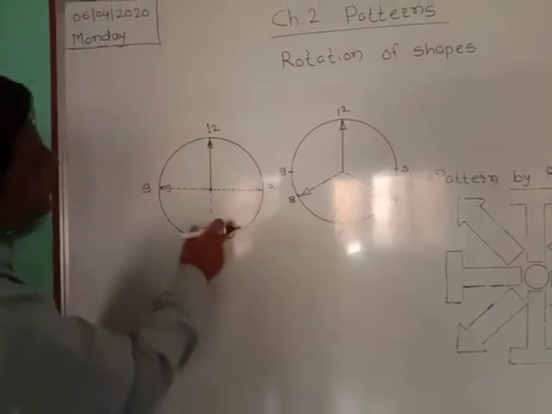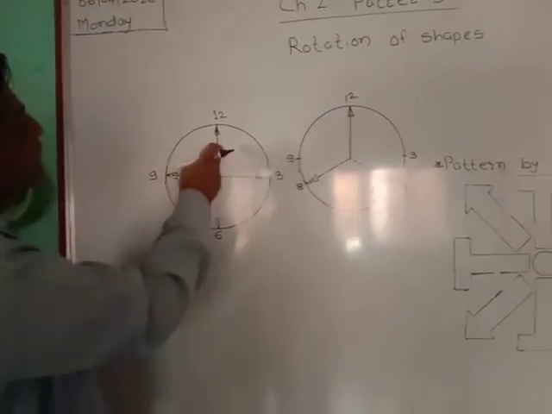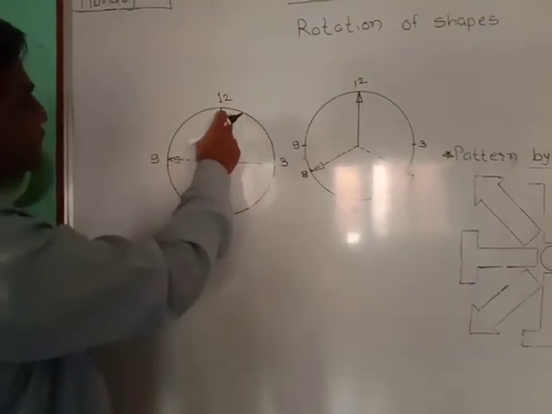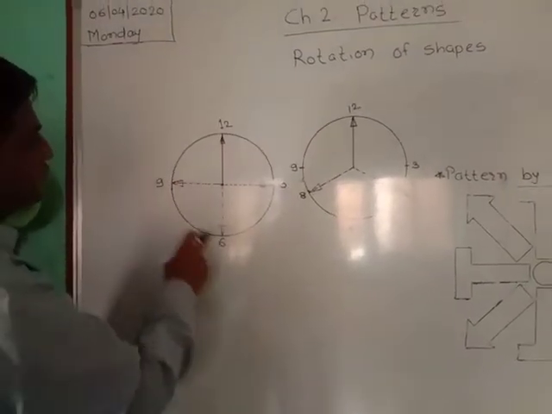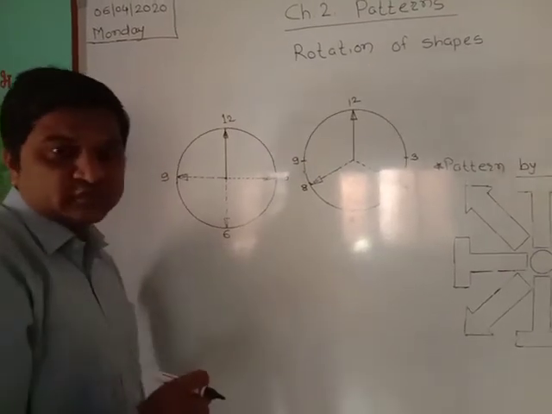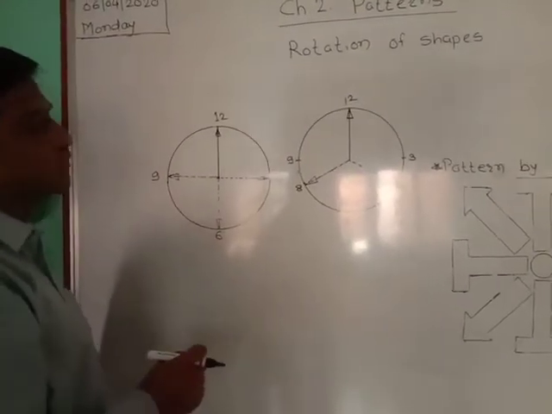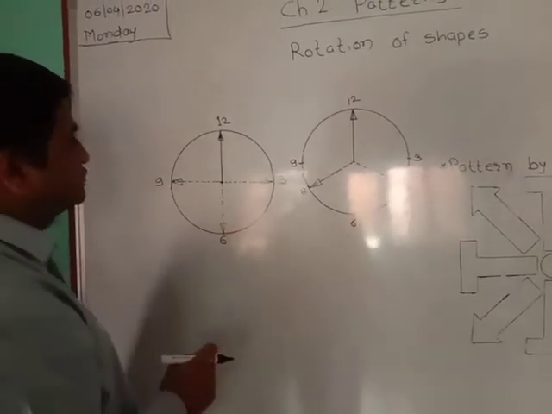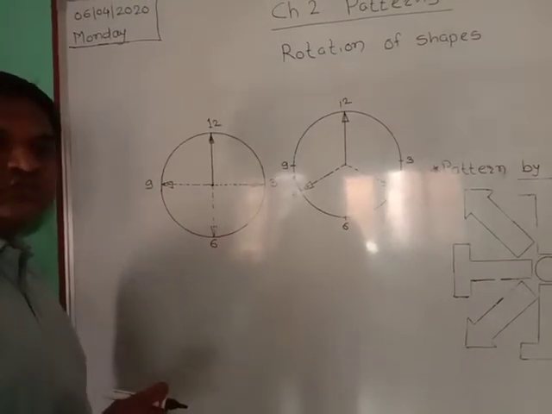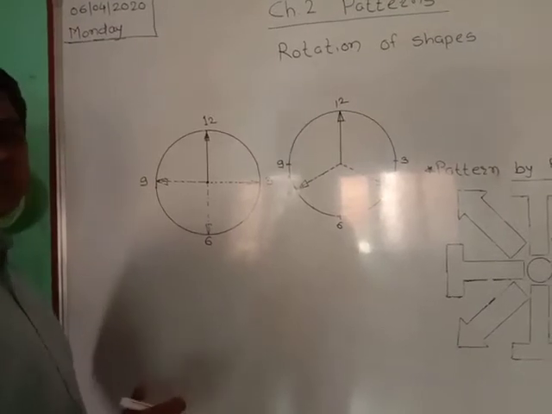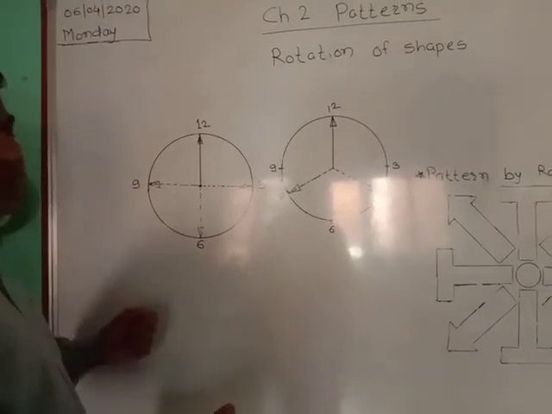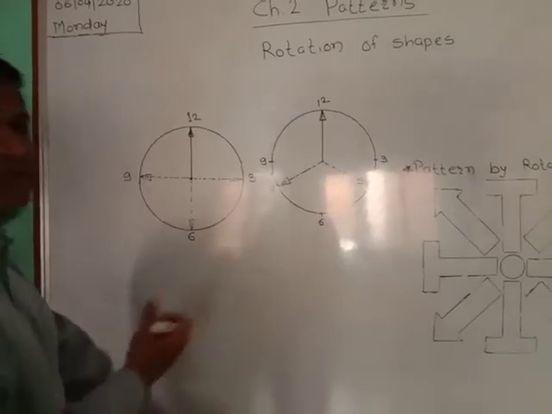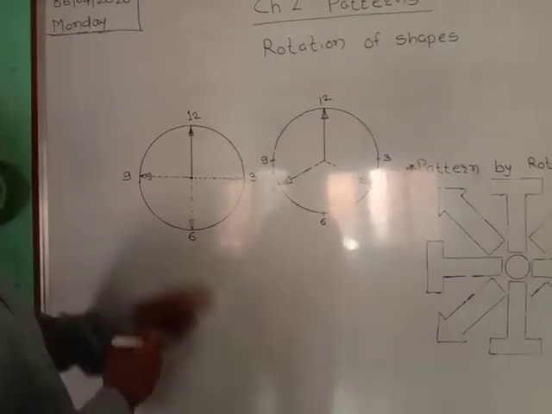On the other hand, when the hand of a clock rotates in the opposite direction, for example from 12 to 9, 9 to 6, 6 to 3, it's known as an anti-clockwise rotation or counterclockwise rotation. So, what is meant by rotation of shapes? Rotating any shape about any point in either clockwise direction or anti-clockwise direction is known as a rotation of shape.